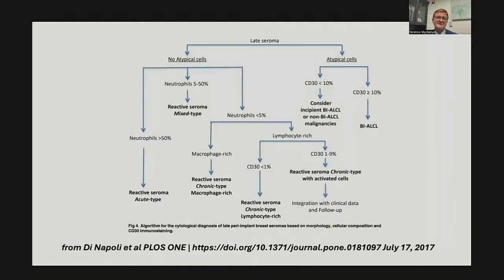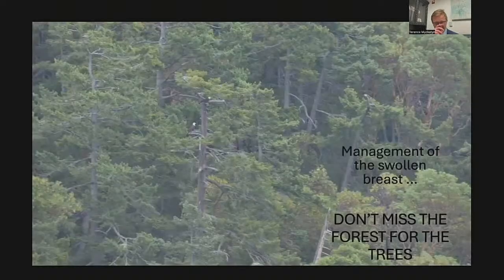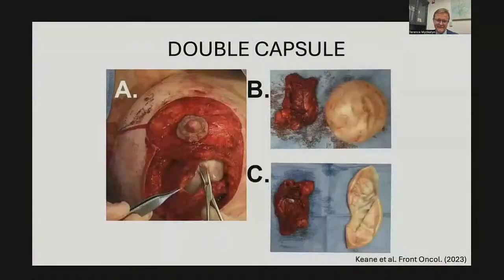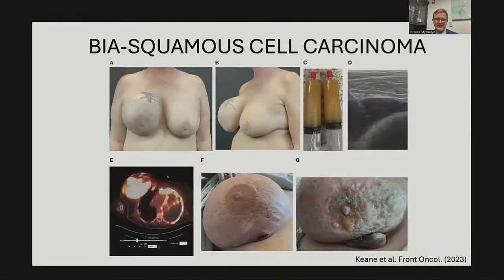In the absence of atypical cells, depending on the percentage of neutrophils, some sort of inflammatory response, whether acute or chronic, may be considered. It's always important not to miss the forest for the trees when managing the swollen breast, since only 10% of these delayed seromas are in fact BIA-ALCL, and a breast can be swollen for many other reasons beyond that. Don't forget about things like the double capsule, breast cancer, congestive heart failure in an elderly patient can present with a swollen breast as well. And of course, the dreaded breast implant-associated squamous cell carcinoma.